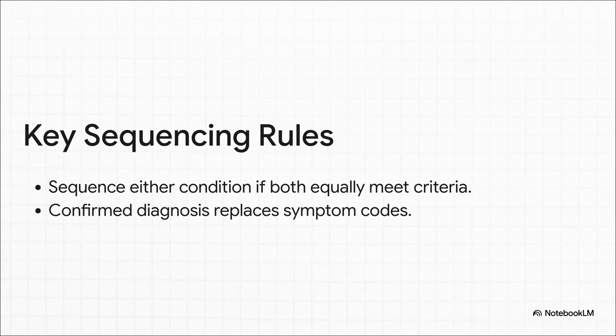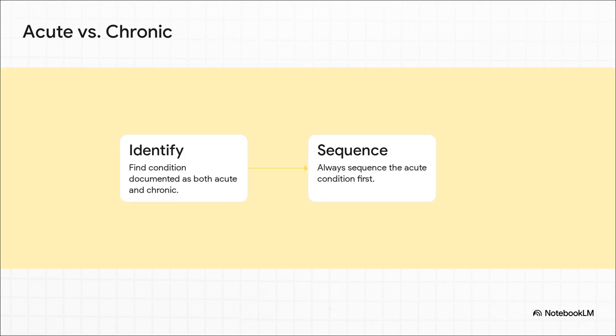Rule number 2, though, is totally non-negotiable. If a symptom is followed by a confirmed diagnosis, that confirmed underlying diagnosis always replaces the symptom code. Like we just talked about, you never code the chest pain if you've confirmed the heart attack. Here's another scenario you'll see all the time.